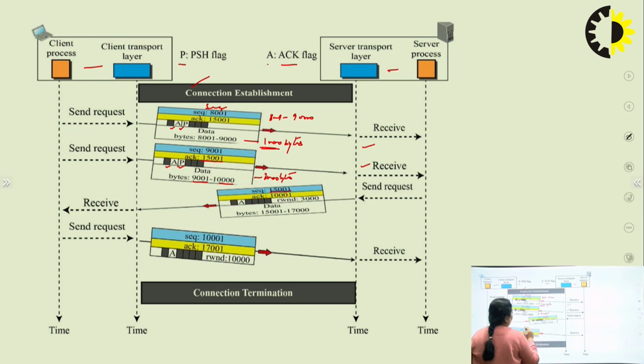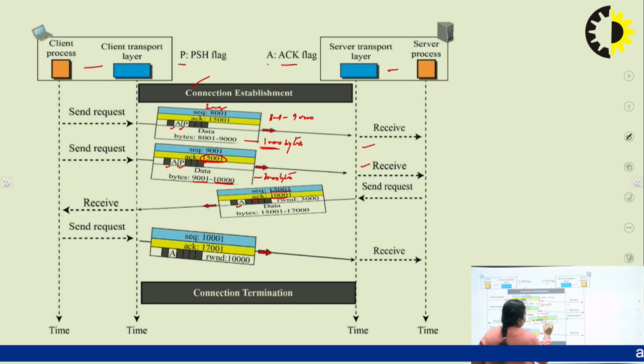Sequence number 15001. Why 15001? Because it is sending its own sequence number now, sequence 15001, which was acknowledged previously. Now it is acknowledging this packet, so the acknowledgement number is 10,001. Then the receiver window size is 3000, so that it does not want to send further data, and it is sending the receiver window size. The data is 2000 bytes, so 15,001 to 17,000, that is 2000 bytes.